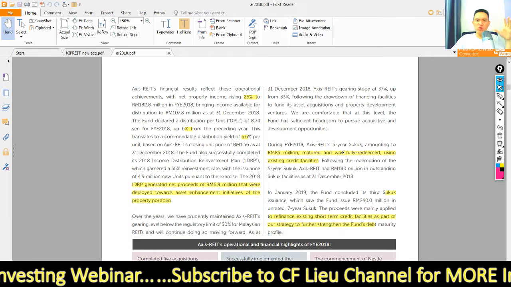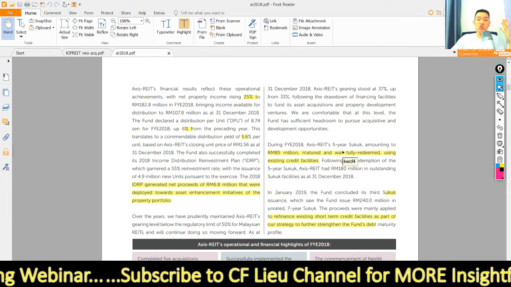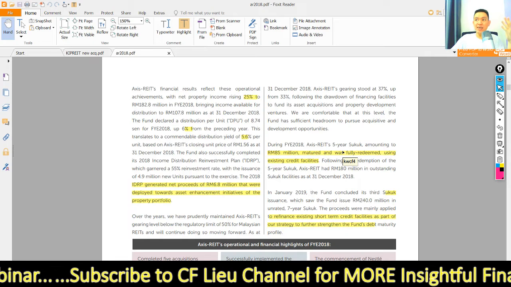Amounting to sukuk. So AXIS REIT, because it's Sharia compliant, uses sukuk as financing, okay?